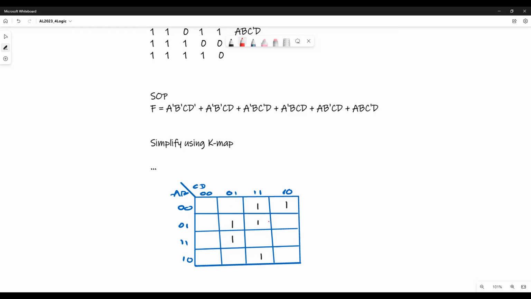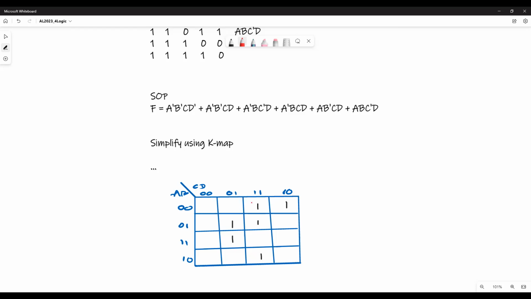Remember, we try to find the group of 2, right? So that means 1, 2, 4, 8, and so on. So there's no 4 we can create using this. So we can create groups of 2, right? Kanta, can you draw the circuit as well?